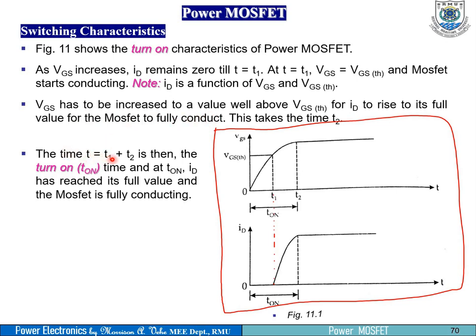The time T, which is equal to T1 plus T2, is then the turn on time. So you can see, this is turn on. This whole thing, that is the time. So 0 to T1 is one time, then from this T to another T2 is another time. You sum all these, you get T on. And at T on, ID has reached its full value, and the MOSFET is fully conducting. That's it.